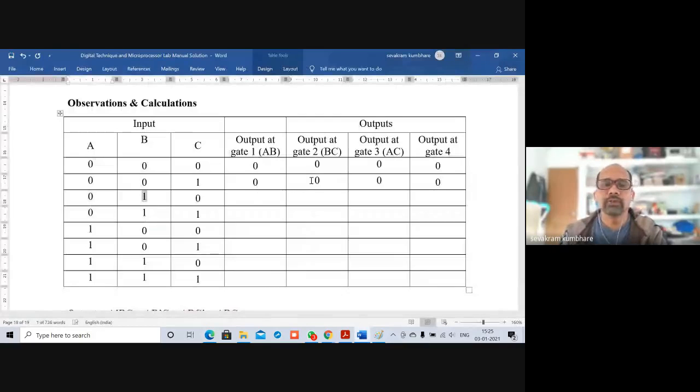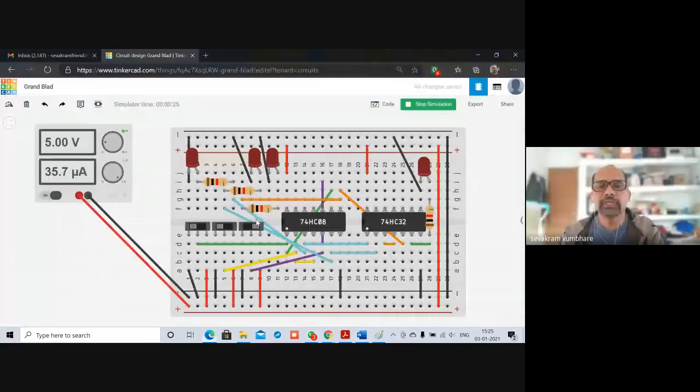Now, if the input is 0 1 0, means B is 1 and remaining is 0. What will we get? That we will check. First of all, we'll make this as 0 and I'll make B as 1. Let's see what is the output.